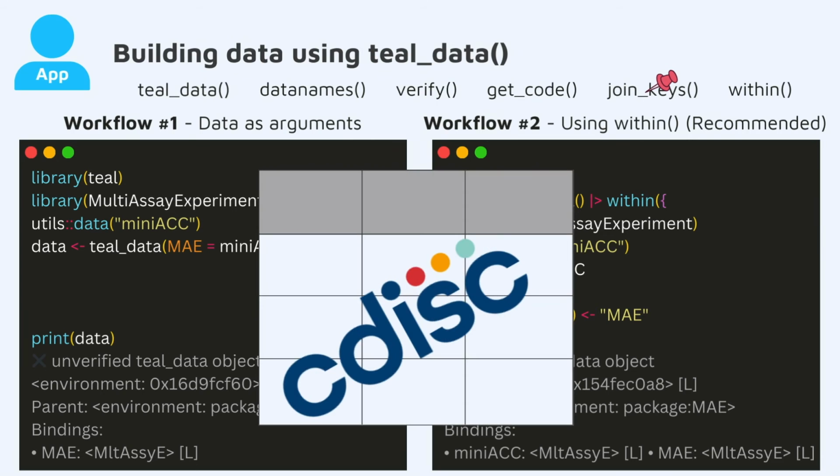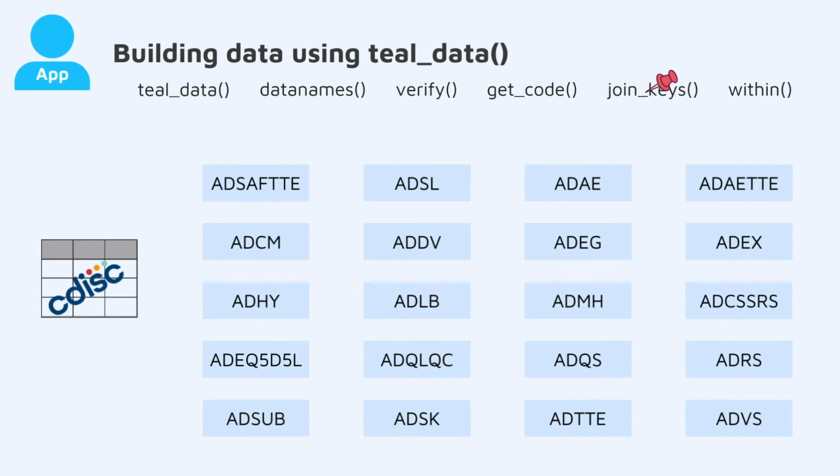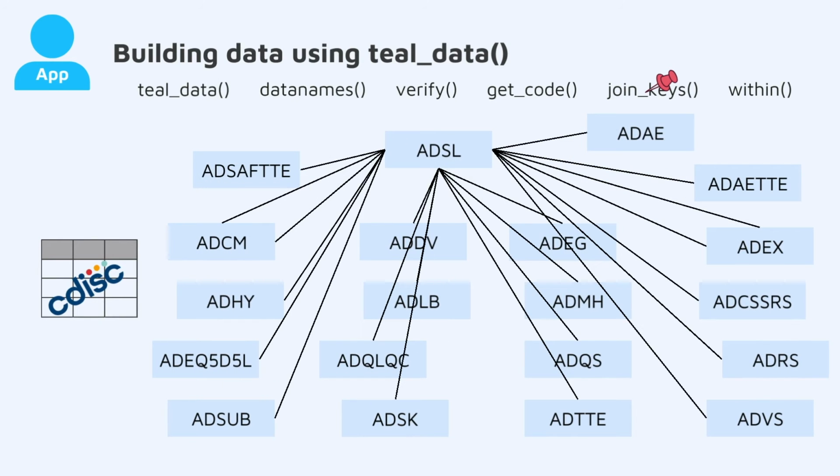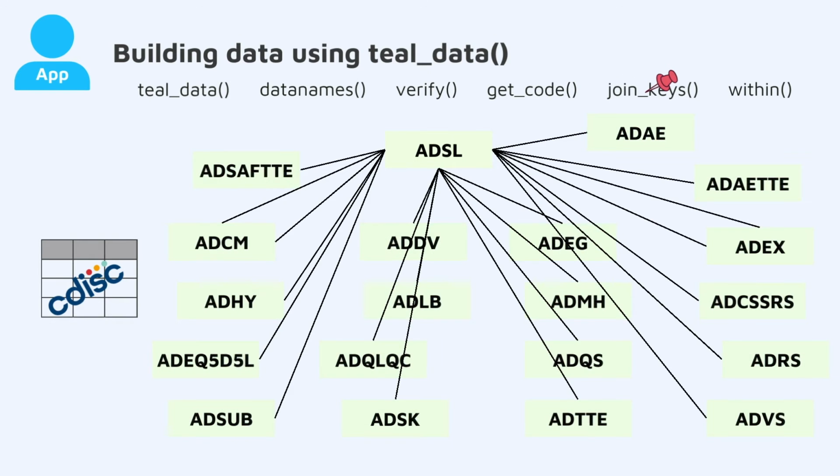Let's talk about CDISC datasets. CDISC datasets are standardized data frames. They are also relational datasets, making them easy to join with other CDISC datasets. They can also have parent-child relationships between them. For example, when the ADSL is filtered, all the child datasets are filtered based on this. With the help of join keys, it is possible to work with CDISC datasets as well as custom SDTM standards.